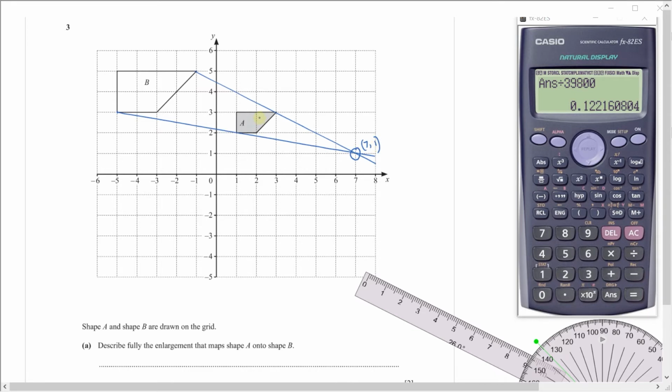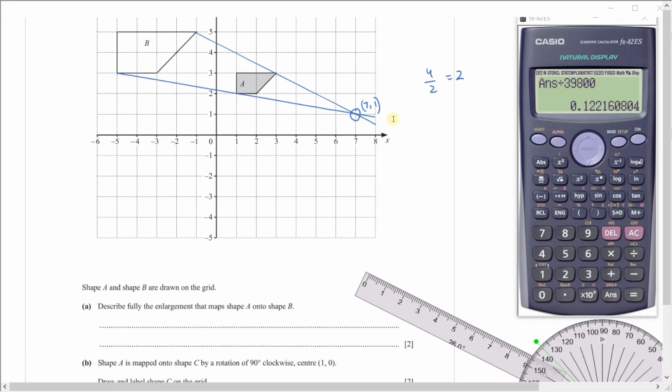And to calculate the scale factor, the scale factor will be positive because both the object and the image are on the same side of the center of enlargement. If they are on the opposite sides of the center of enlargement, then your scale factor is negative. So since they are both on the same side towards the left of the center of enlargement, my scale factor is positive and the value will be: I'll take this side, which has length 4 in the image, so 4 in the image divided by the length of the same side in the object. This side is 2, so 4 divided by 2 is 2, so this will be positive 2.